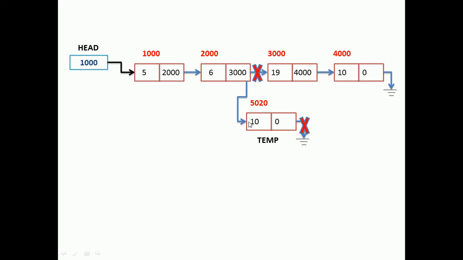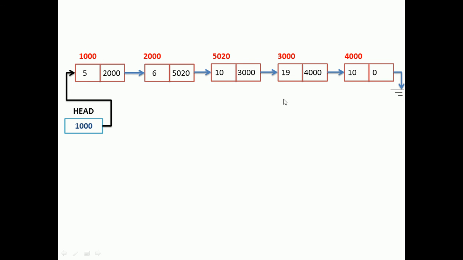Now after that, the address part of this node should point to this node temp. So instead of pointing to null, the address portion of this node should point to this. It's very simple. And after that, the list should look like this. You can see that this node is added after the value 6. Now let me show you the code for how we can do that.